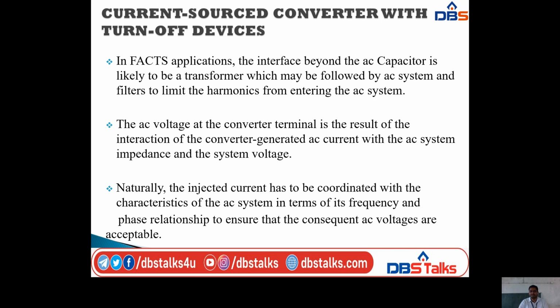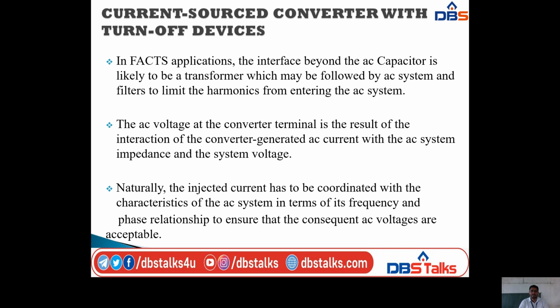Okay, the AC voltage at the converter terminal is the result of the interaction of the converter generated AC current with the AC system impedance and system voltage. So naturally, the injected current has to be coordinated with the characteristics of the AC system in terms of its frequency and phase relationship. Why? Because to ensure that the consequent AC voltages are acceptable.